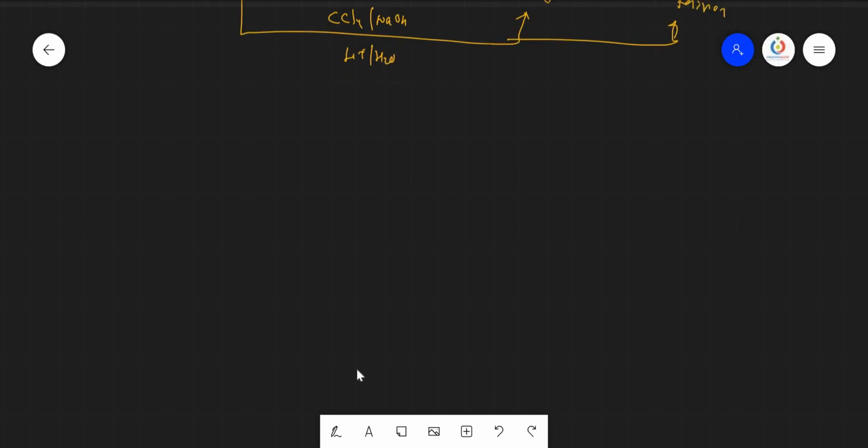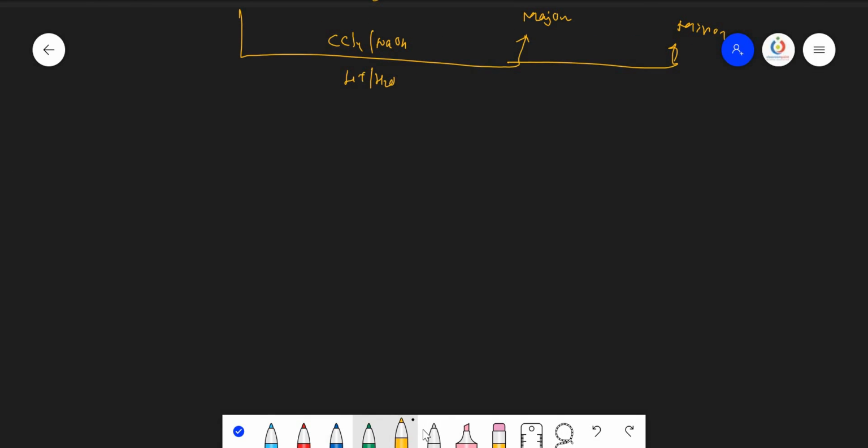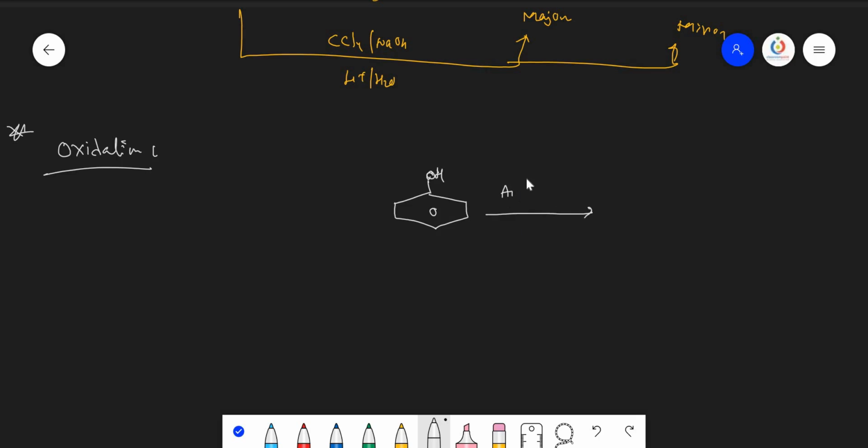And let us see some other important reactions. Oxidation of phenol. This was asked many times in even objective examinations also. Oxidation of phenol. We take the phenol. When you change the oxidant to air or HNO3, sunlight, if you put the phenol in an open bottle, then this phenol will be oxidized to parabenzoquinone.